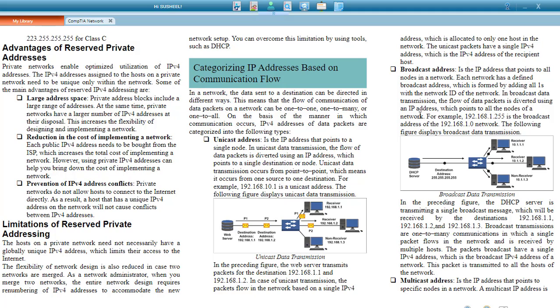Broadcast address is the IP address that points to all nodes in a network. Each network has a defined broadcast address, which is formed by adding all ones with the network ID of the network. In broadcast data transmission, the flow of data packets is diverted using an IP address, which points to all the nodes of a network. For example, 192.168.1.255 is the broadcast address of the 192.168.1.0 network. The following figure displays broadcast data transmission.